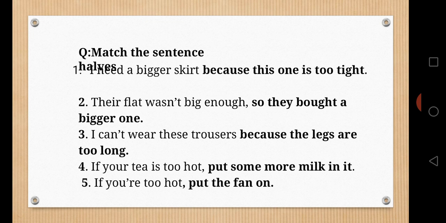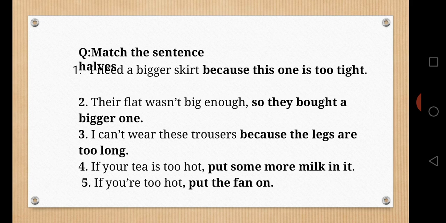Now the last question is, match the sentence halves. First one is, I need a bigger skirt because this one is too tight. Okay, you need a bigger skirt because that one is too tight. Second, their flat wasn't big enough. You'll match the half too, so they bought a bigger one.